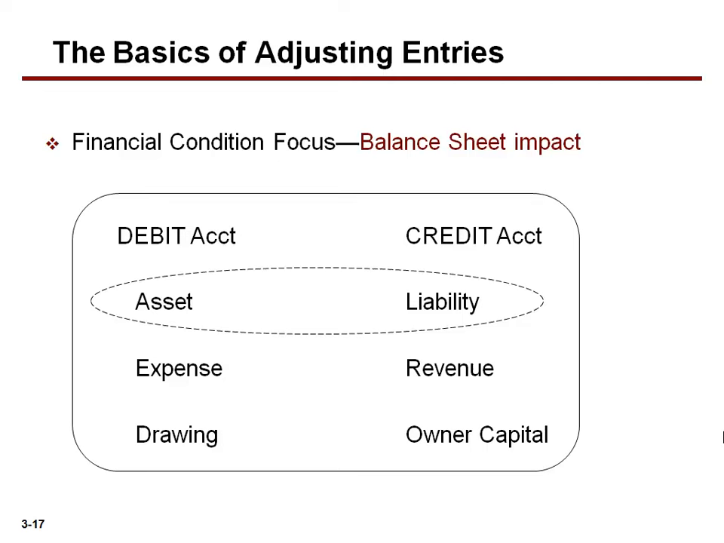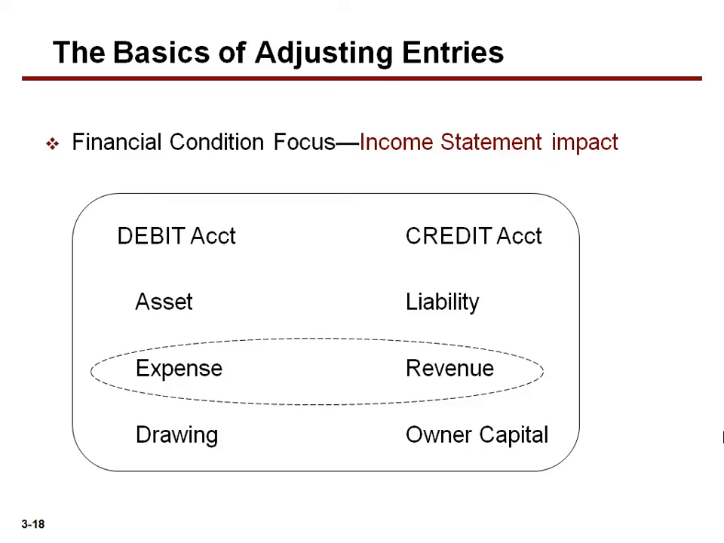So the interplay between asset and liability accounts and expense and revenue accounts is the subject of adjusting journal entries. Expense and revenue because of the income statement, asset and liability because of the balance sheet position. Both statements are required to obtain fairly stated financial positions.